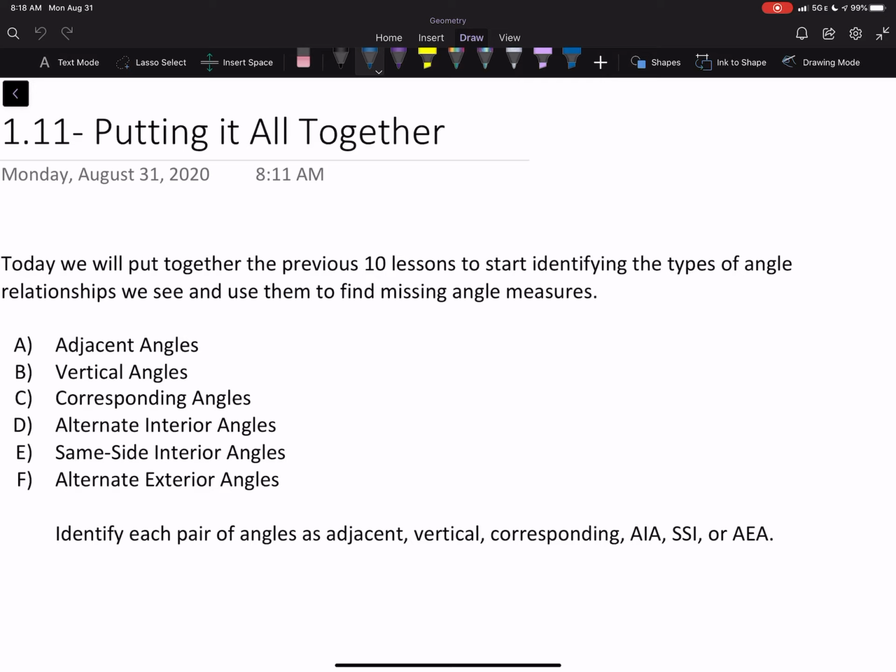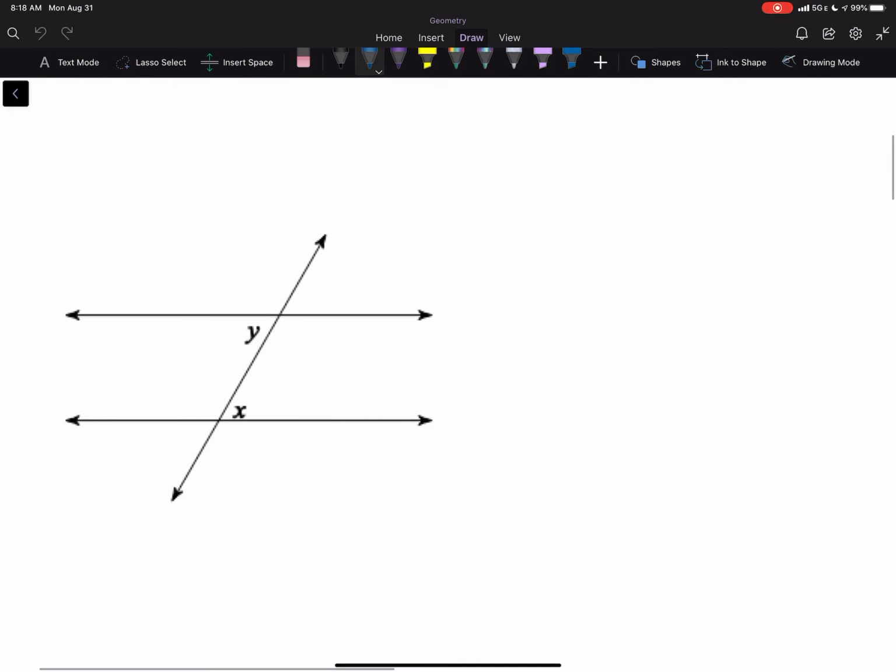All right, so what you're going to be asked to do today is to be able to identify a pair of angles as either adjacent, vertical, corresponding, alternate interior, same side interior, or alternate exterior. So you're going to need to know the rules that you had from before. So it might be helpful to have that notes out for those. And quite honestly, at this point, if you haven't taken all the notes into your notebook, you should go back and do so. All right, so let's take a look at what this looks like here.